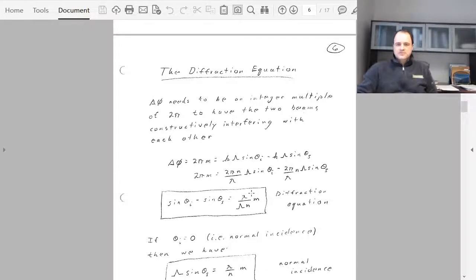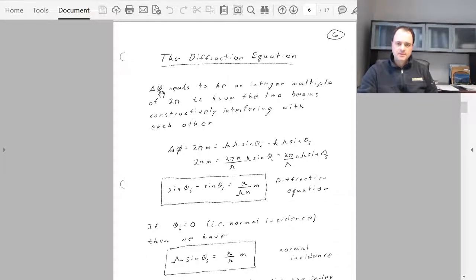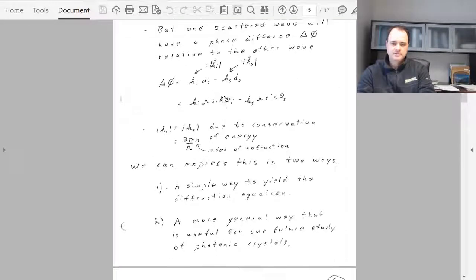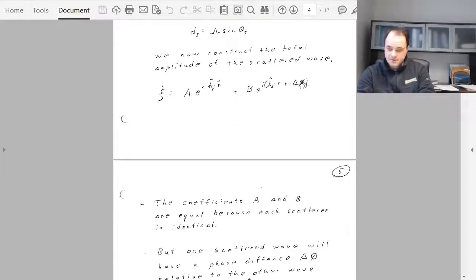The diffraction equation. That's what we're going to develop now. So, this change in phase needs to be an integer multiple of 2 pi such that the two beams coming out from scatterer 1 and scatterer 2 will constructively interfere with each other. All right, so let's go back to the equation here, this right here. If A's and B's are equal, you can take those things out, or you can just set them to 1, all right? And then you have e to the i ks dot r.